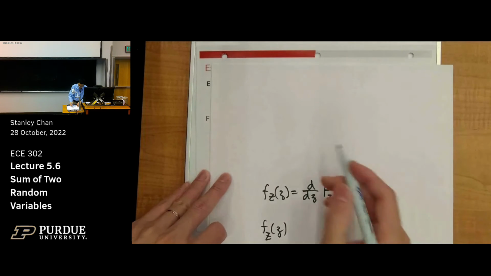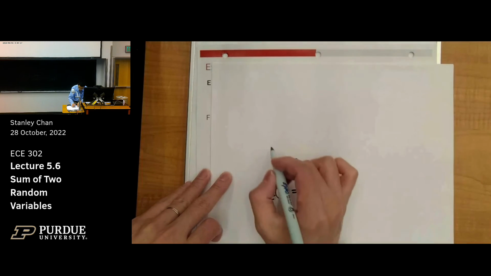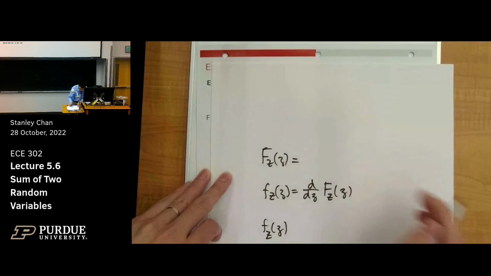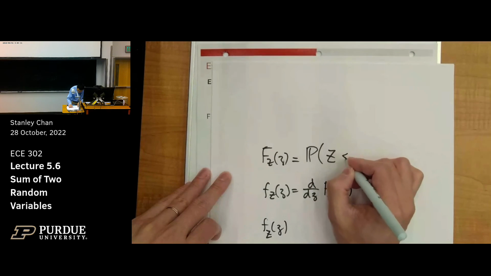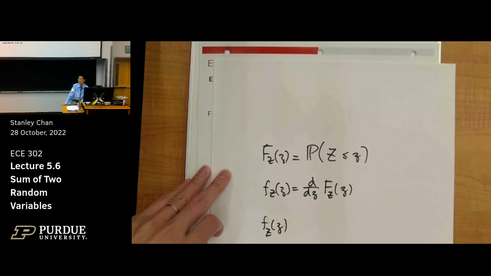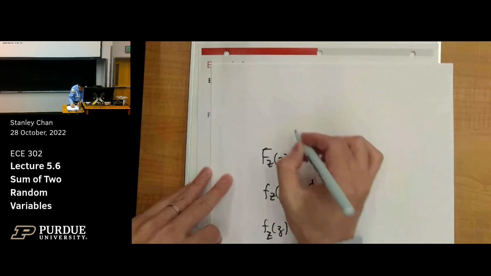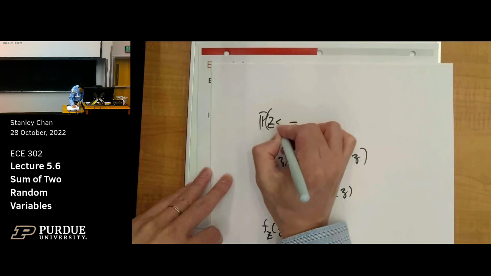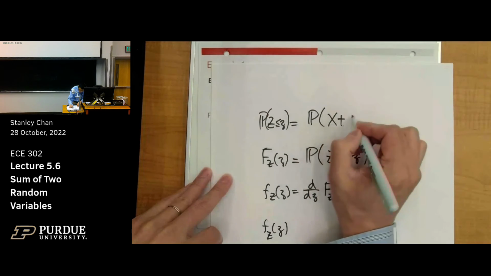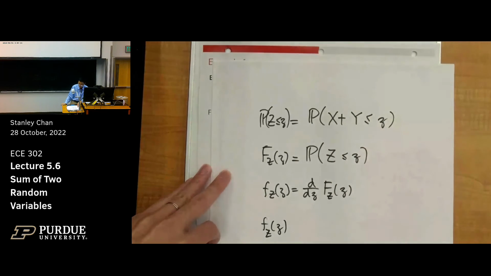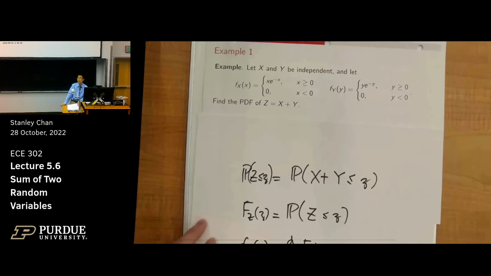Okay, good. Now, reverse engineer, how do you get FZ of z? Well, by definition, this is just the probability of Z less than small z, right? Now, how do we get this probability? The probability of Z less than small z is the probability of X plus Y less than small z, because I'm defining big Z as X plus Y.